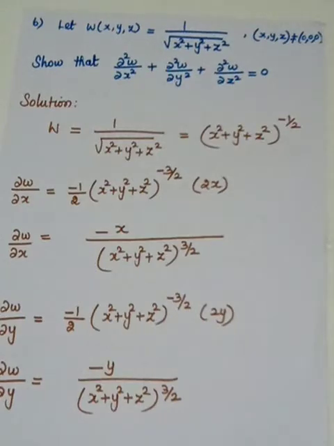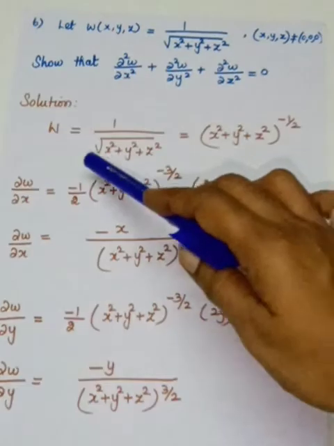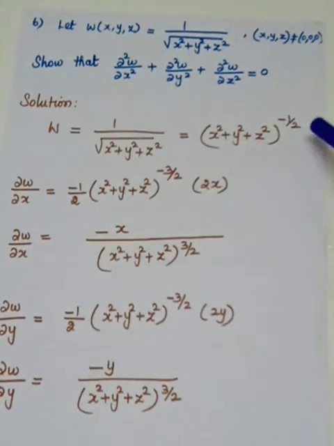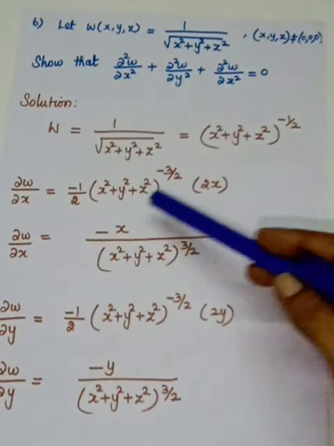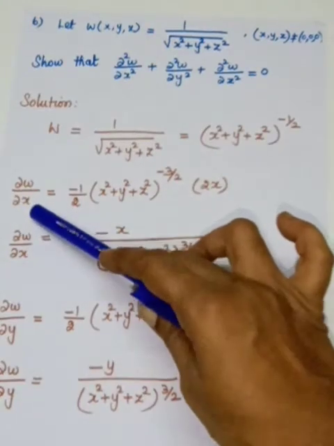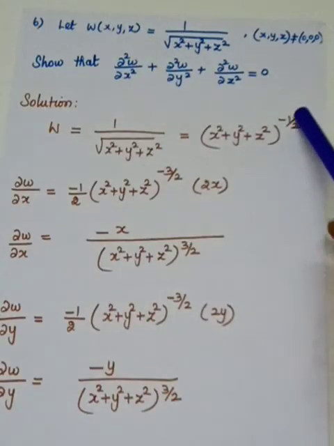Take w. In the denominator you are having square root. So when you take it to the numerator, the power is minus 1 by 2. So first you have to find dou w by dou x. So first you have to apply the power rule.